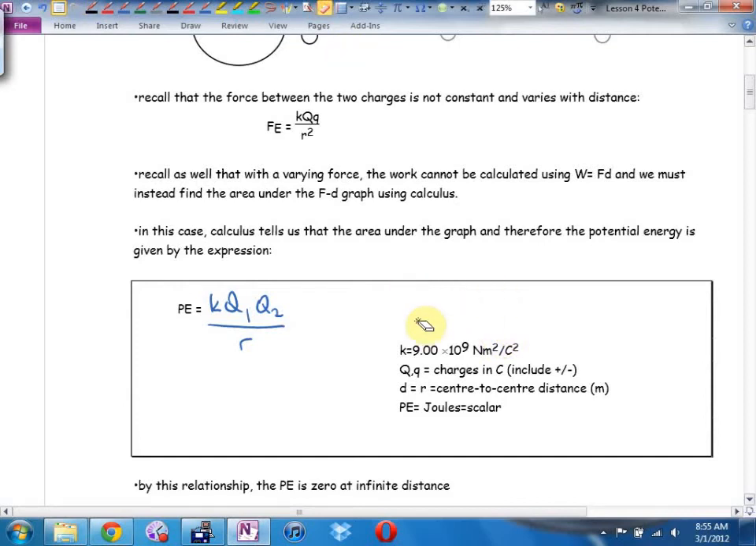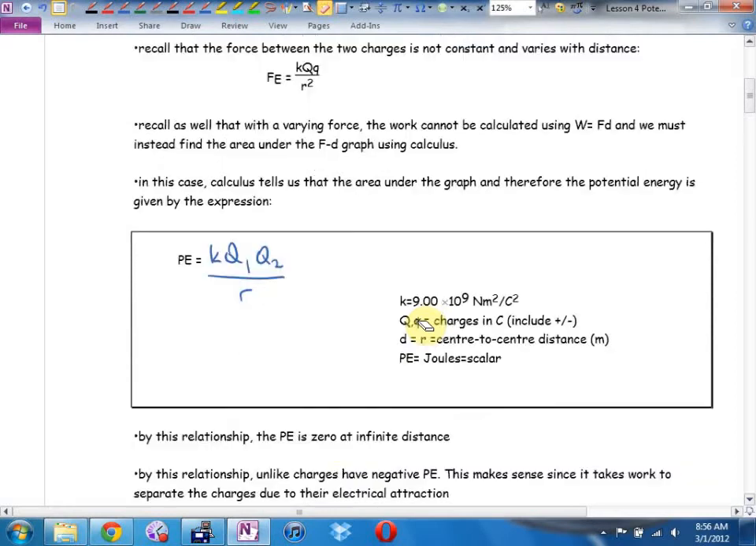Hey, Mr. Dueck, you going to put a negative in front of there? No. But you had a negative in front of the gravitational potential energy. That was because things only fell in one direction. Okay. By this relationship, at infinite distance, the potential energy is zero because nothing's tugging on you anymore. You're so far away from the charge that you've actually gotten away from its electric field.